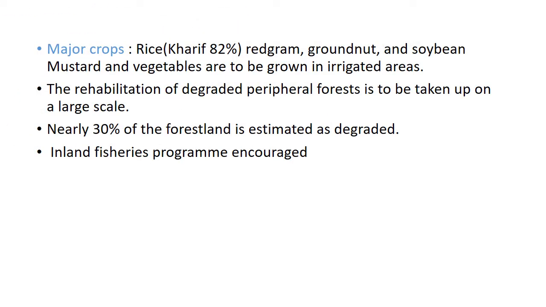Major crops are rice, red gram, groundnut, soybean, mustard, and vegetables are to be grown in irrigated areas. Nearly 30% of forest land is estimated as degraded.